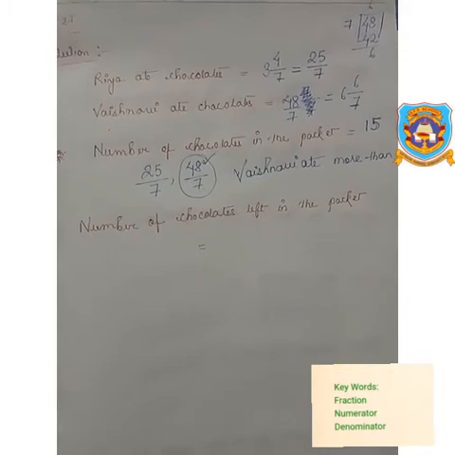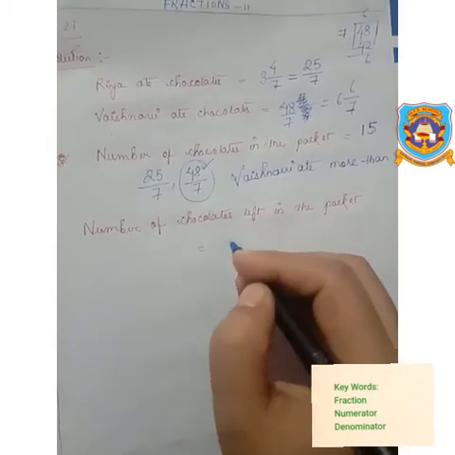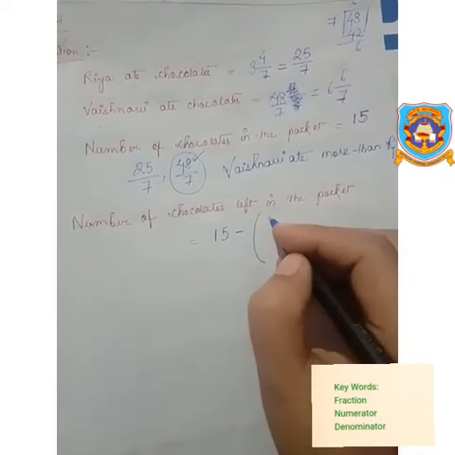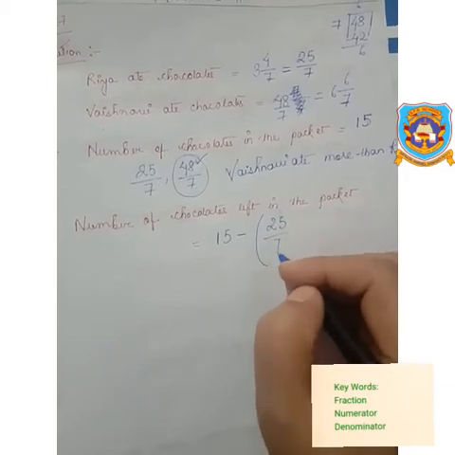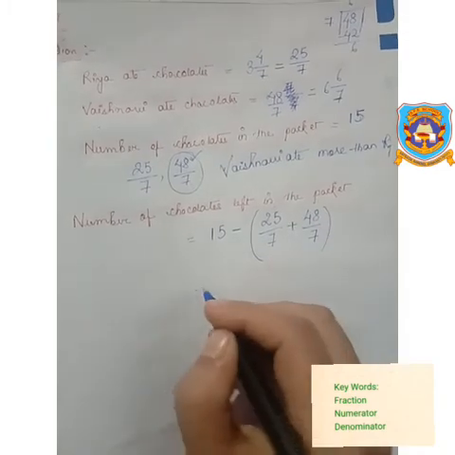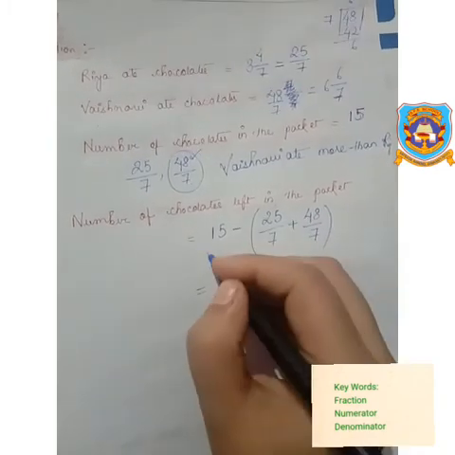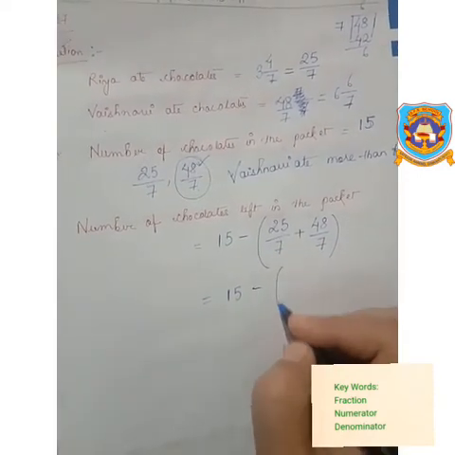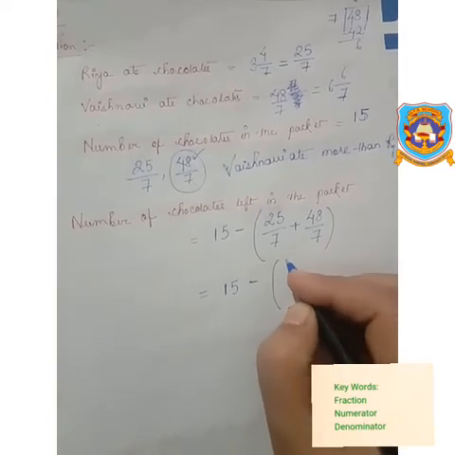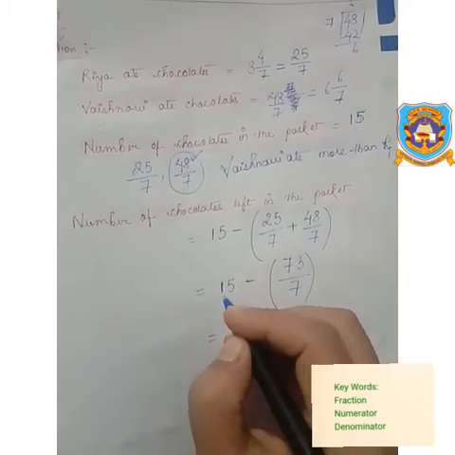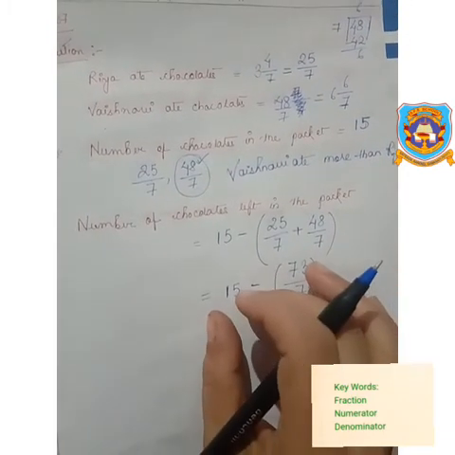Okay, the next question is given, find the number of chocolates left in the packet. Now we know the number of chocolates in the packet is 15. Okay, so we have to find how much is left. So what you are going to do, you are going to add the numbers. 25 by 7 plus 48 by 7. Okay, since it is within bracket, that means this is the number of chocolates Vaishnavi and Ria have eaten. So you add it. 25 plus 48, I think it is 73 by 7. Now this 73 by 7 you have to subtract from 15.